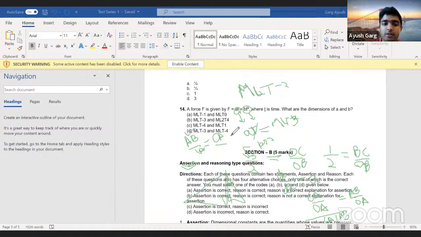D is going to be your answer. The other option is very, very close, but it's ML2T4, no, that's not the case. MLT minus 4, MLT minus 3. Okay, fairly easy question. You know the dimensions of force already. Each term individually has to have the same dimensions.